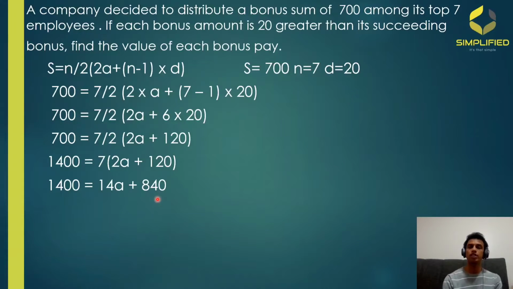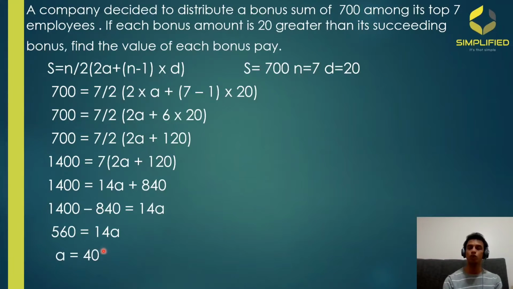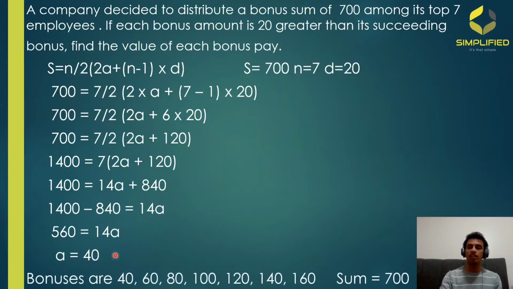So this 840 needs to be taken to the left hand side, and when you take that to the left hand side, it becomes negative. So 1400 minus 840 is equal to 14a, which means 560 is equal to 14a, so a is equal to 560 divided by 14, or otherwise a is equal to 40. So the first term is 40. You can find the rest of the sequence by adding 20 each time: 40, then 60, 80, 100, 120, 140, 160.